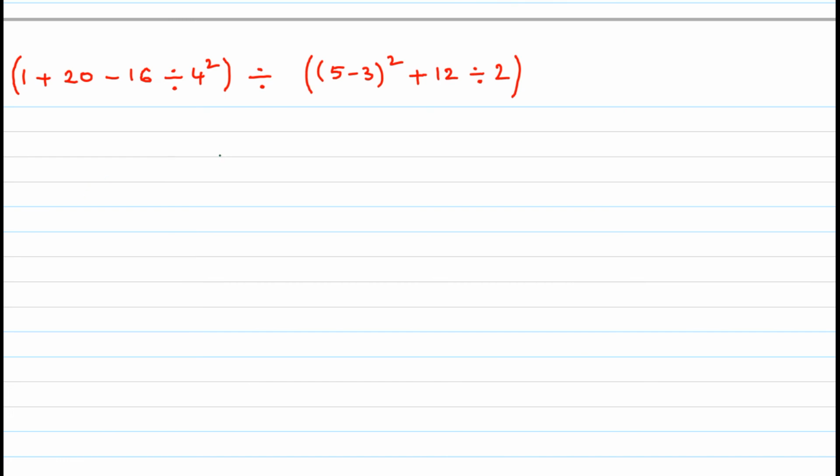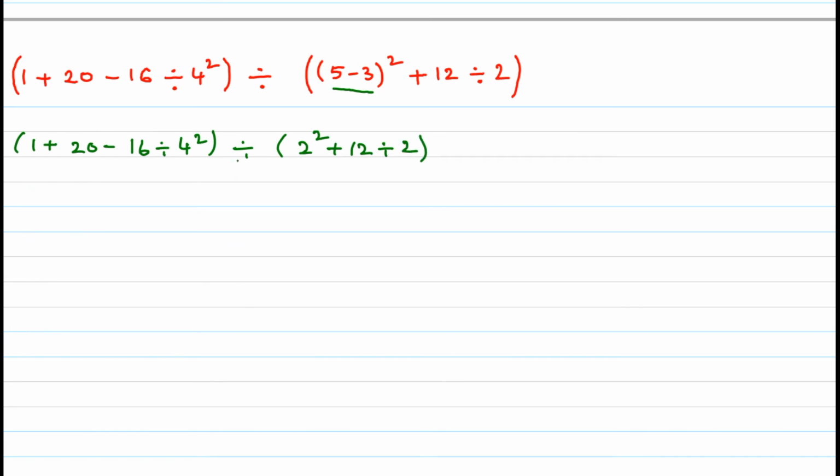So coming to this problem, here also we have to solve brackets first. This is also one bracket, this is one bracket and this is one more bracket. This is the innermost bracket, so I want to solve this part first. So it is 1 plus 20 minus 16 divided by 4 square divided by 5 minus 3 is 2. So 2 square plus 12 divided by 2. Okay, so this is the thing.